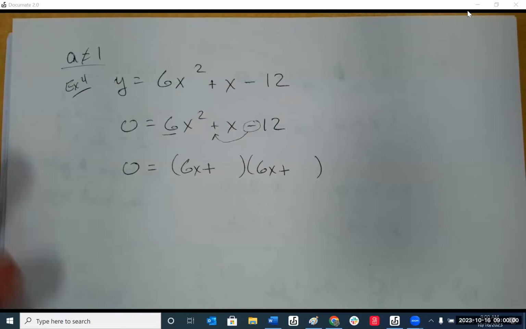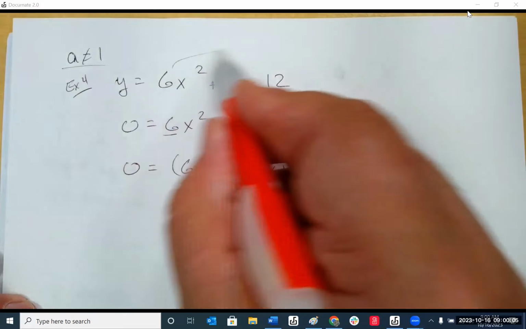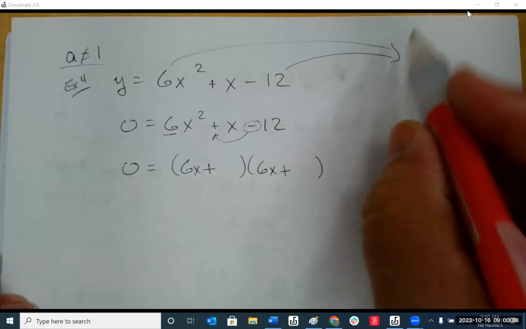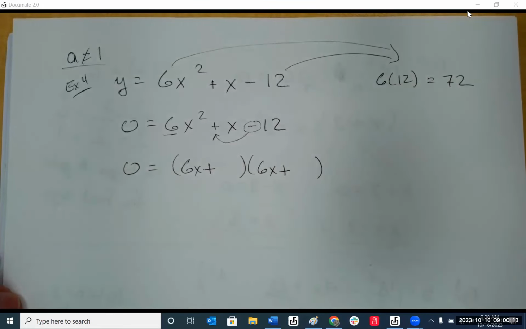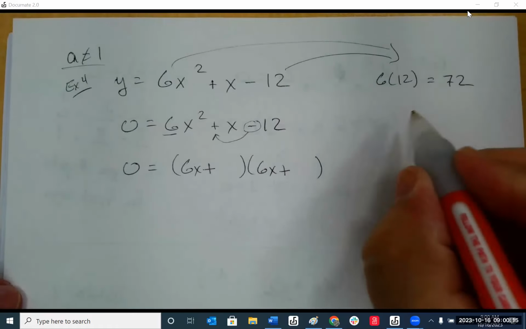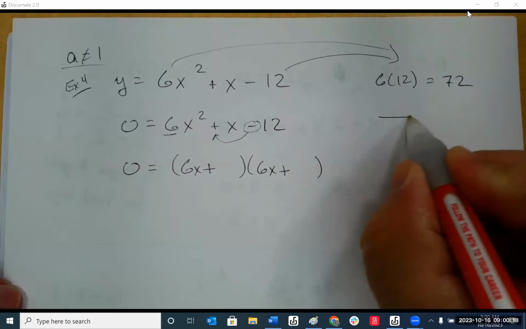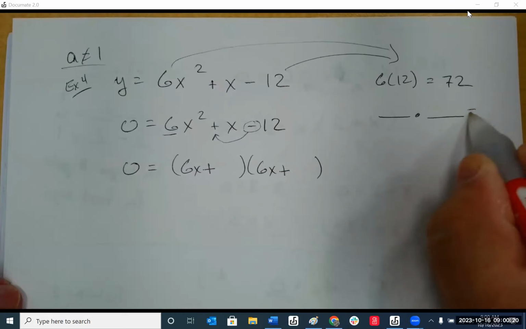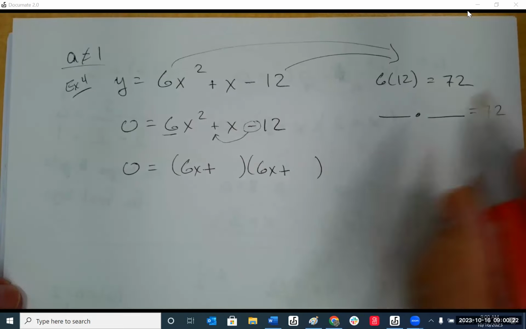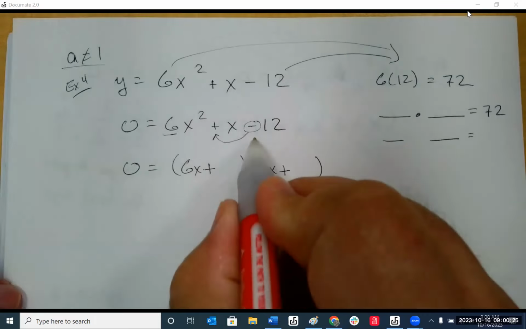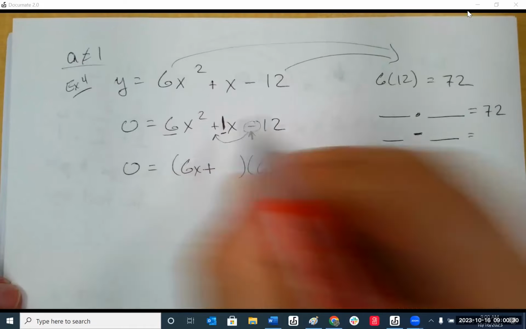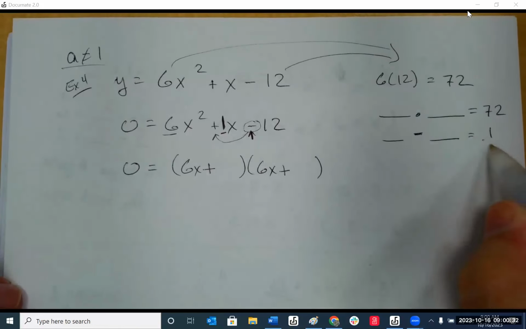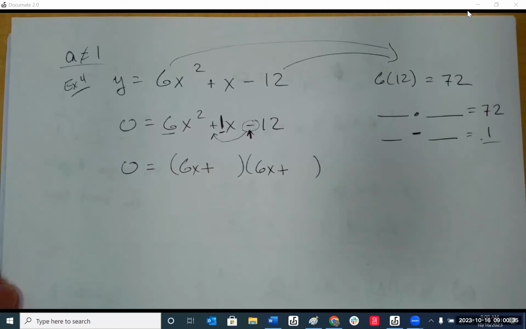So far, so good? I mean, nothing's changed. We did the same thing we did in the past. So now we take the first and last terms, a times c. So 6 times 12 is 72. We have to find two numbers multiplied together that give us 72, that when we subtract them, we get 1, the b term.